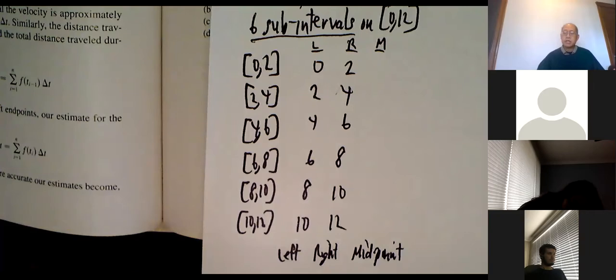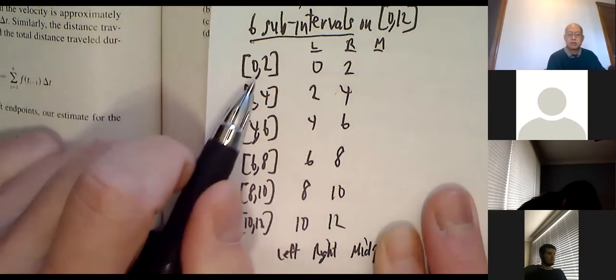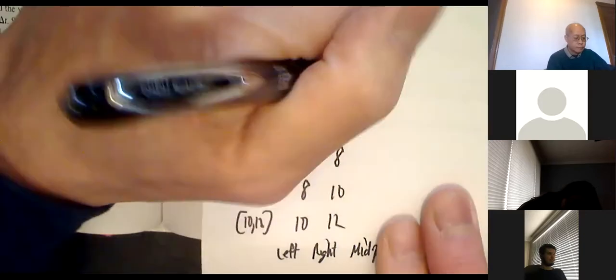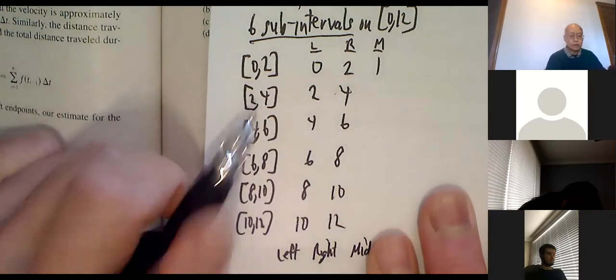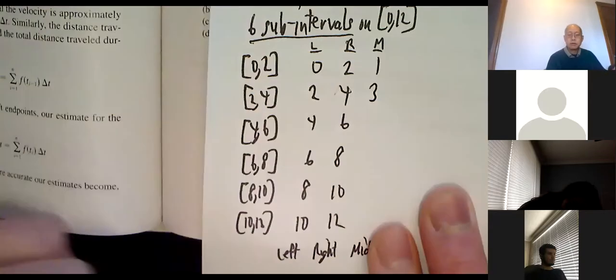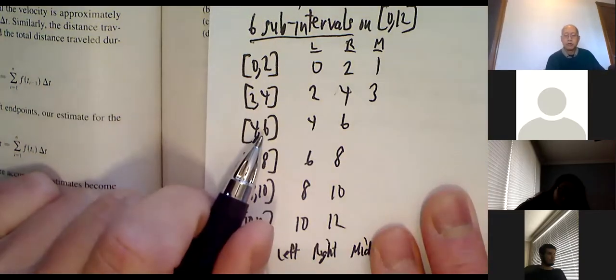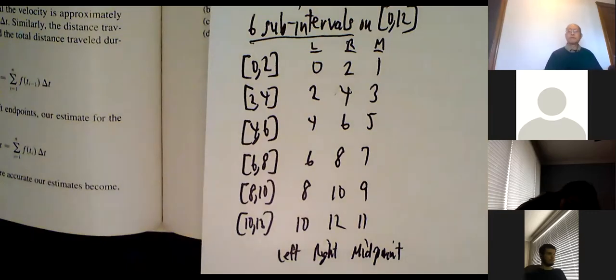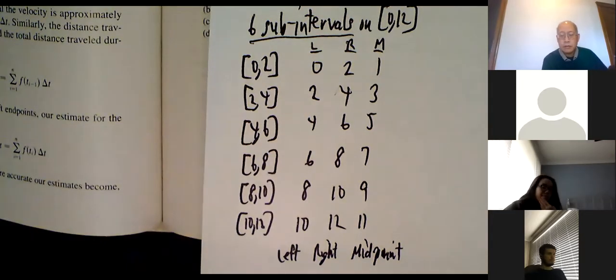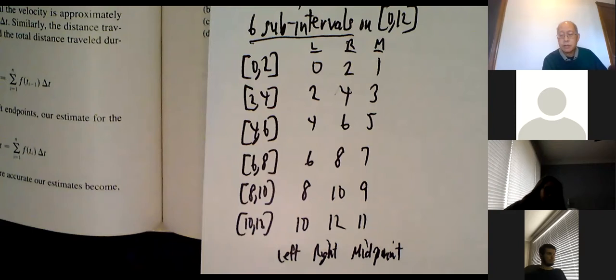And likewise, on each subinterval, give me the midpoint, the one right in the middle. So 0, 2, what's the midpoint? 1. And 2, 4, what's the midpoint? 3. 4, 6, what's the midpoint? 5 and 7 and 9 and 11. Right? So that should not be that bad at all. You guys okay with that?